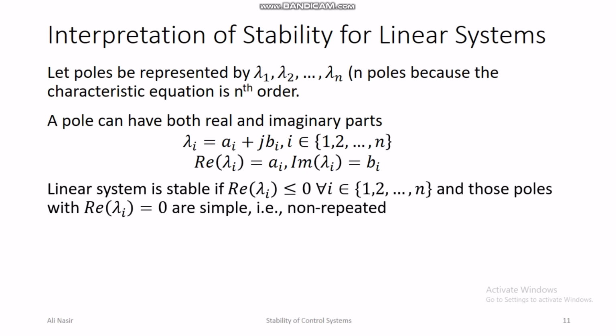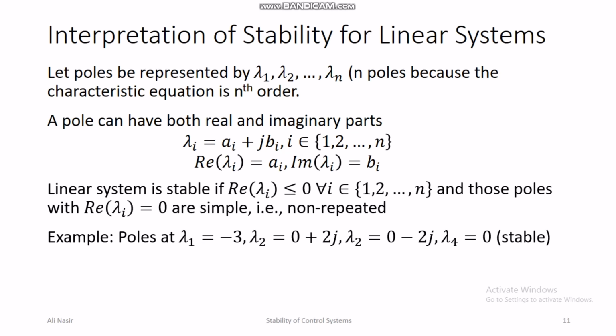For example, let's say a system has 4 poles: lambda 1 is at -3, lambda 2 is at 0 plus 2j, lambda 3 is at 0 minus 2j, and lambda 4 is at 0. Then you can see that 3 of the poles have 0 real part and one of the poles has negative real part. So this system is simply stable.